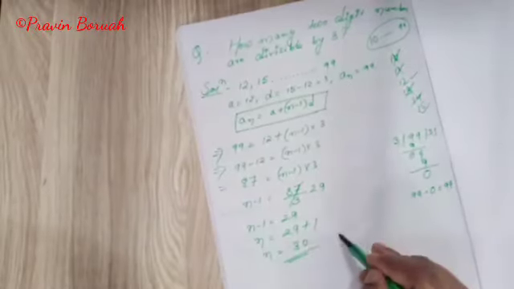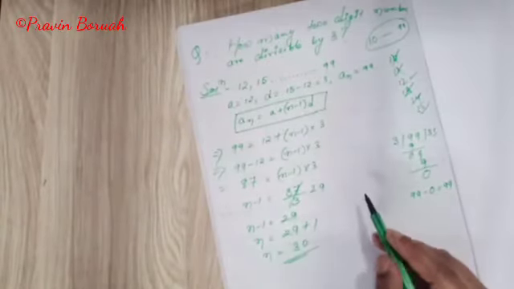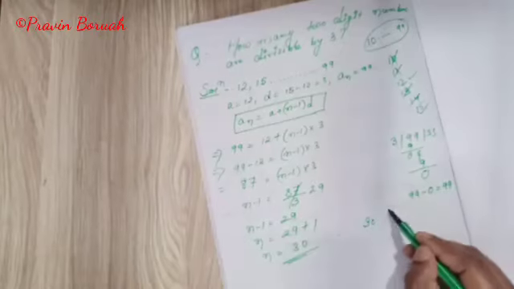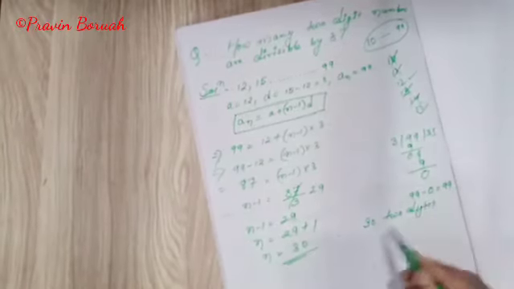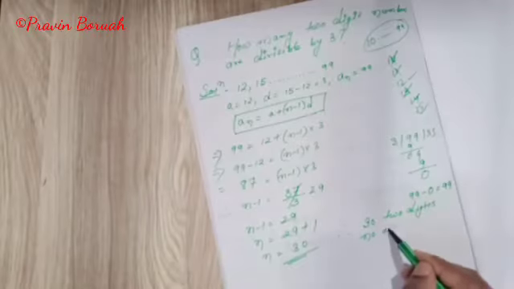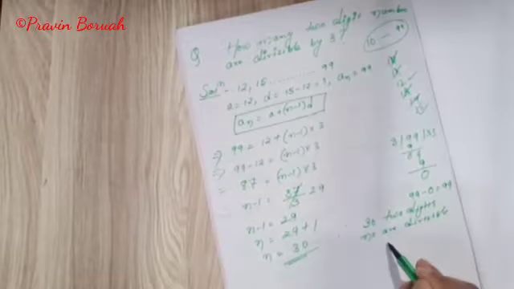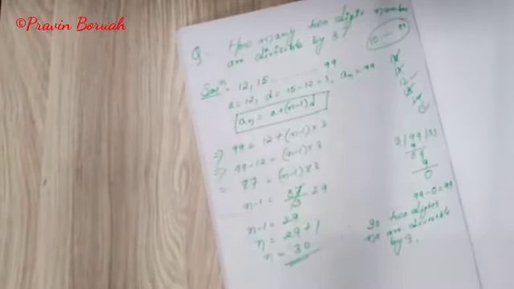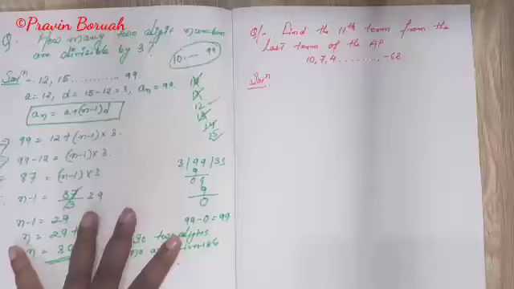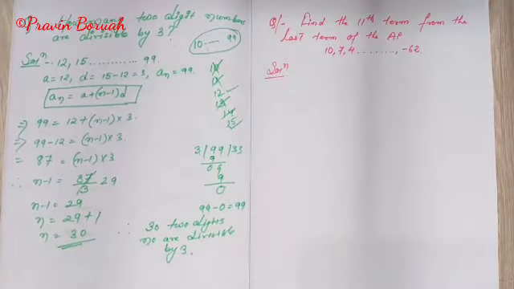Okay, therefore 30 two digit numbers are divisible by 3. So like this we can solve this type of problem. Okay, let us see. So now let us see one more question.